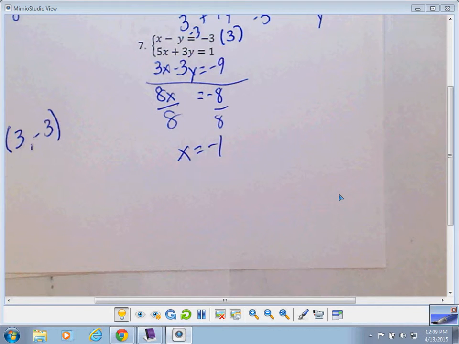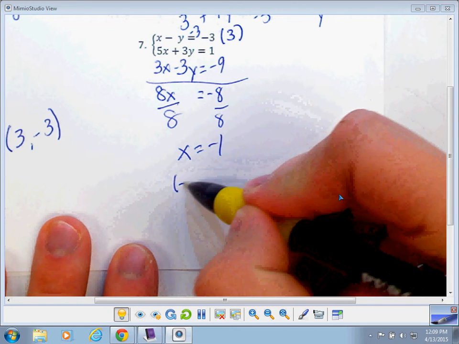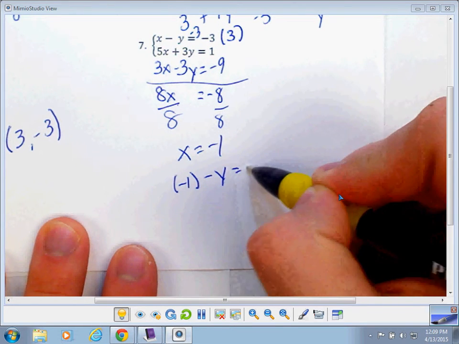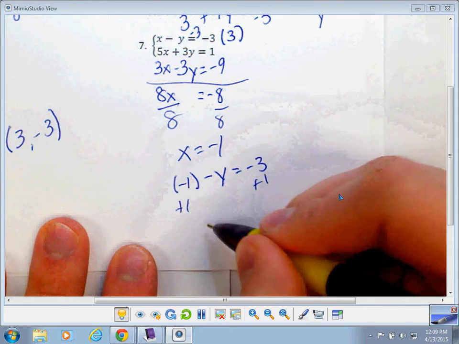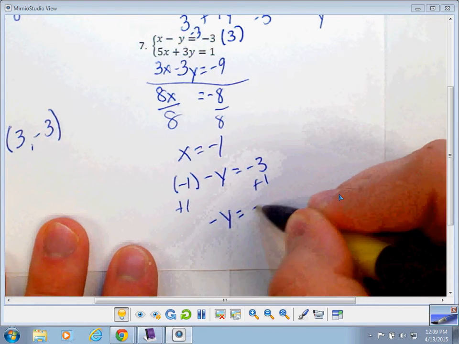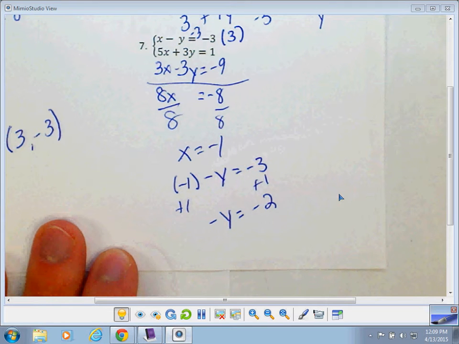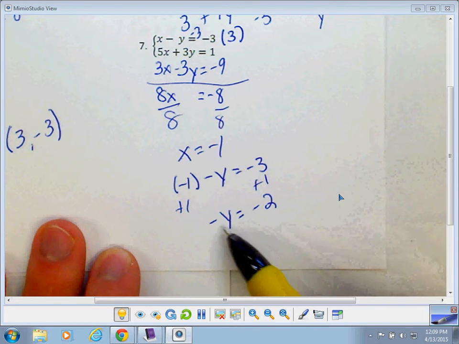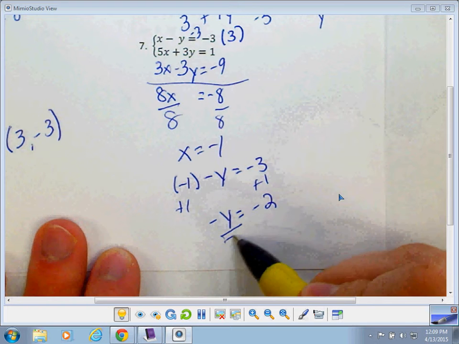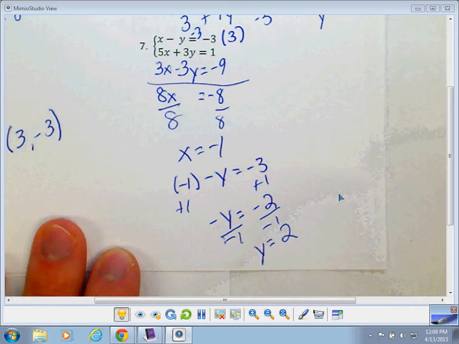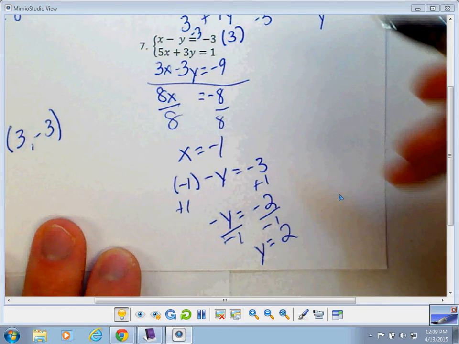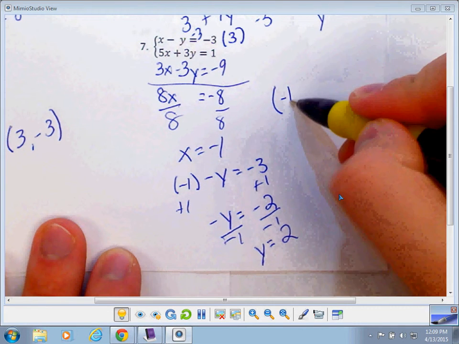So now we know what x is equal to, we want to find out what y is. So I would go ahead and plug this into the first equation. So we have negative 1 minus a y equals a negative 3. Go ahead and add 1 to both sides, and you get negative y is equal to negative 2. But that's not your final answer, because you need to have it to where y is positive. So we need to divide both sides by negative 1, and we get y is equal to 2. So then now we know the solution is negative 1, 2.